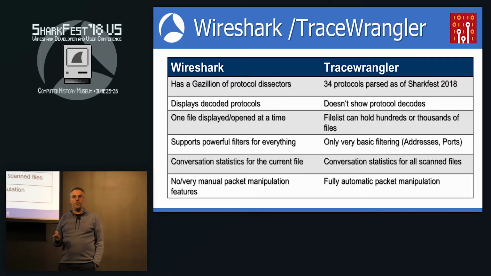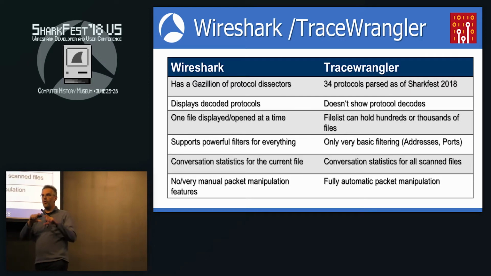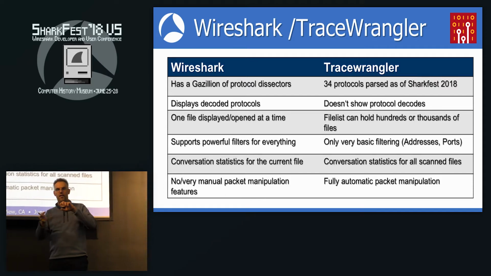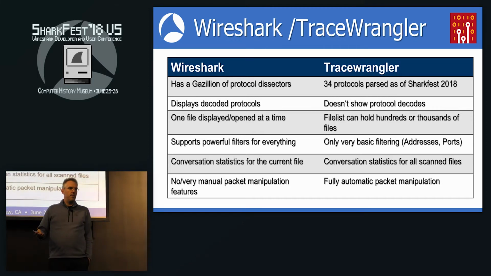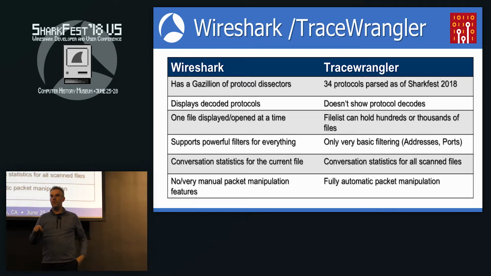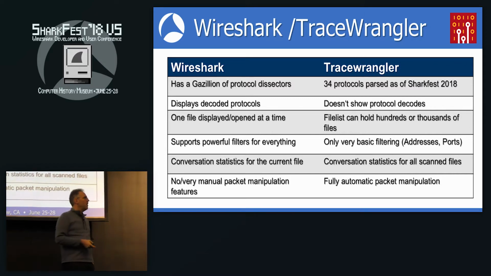Tracewrangler doesn't do protocol decodes. It will not show you a decode pane and then flags and stuff like this ever, because I'm not trying to replace Wireshark. That doesn't make any kind of sense, because Wireshark does that much better than I ever could. My tool is just doing the parsing to be able to pull things apart and put them back together and give you extracts and stuff like this, but not for display purposes.